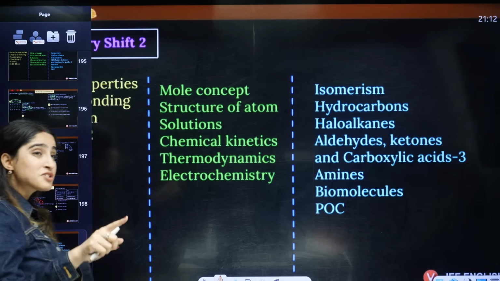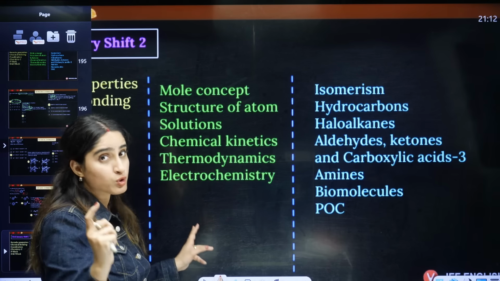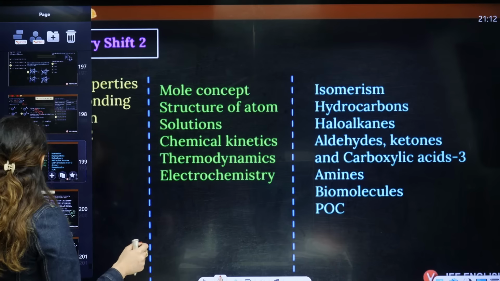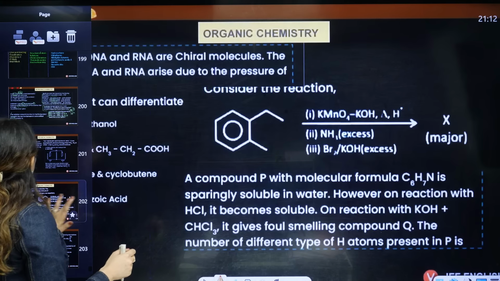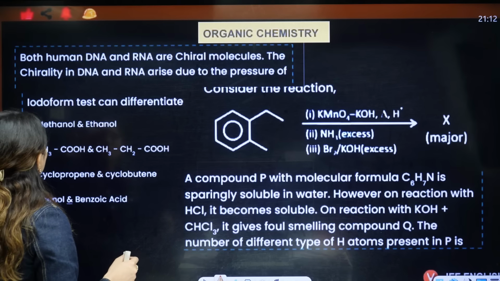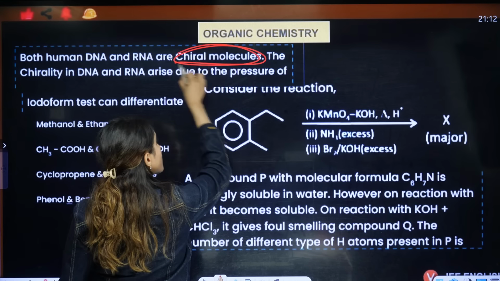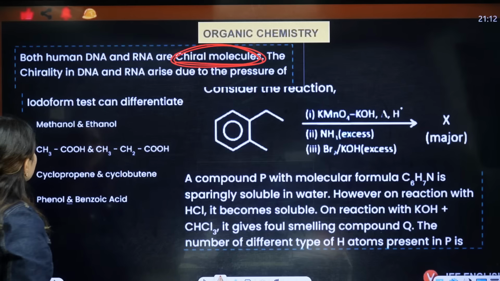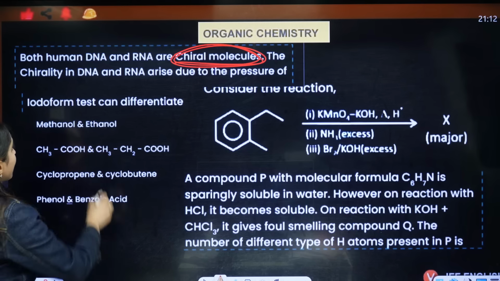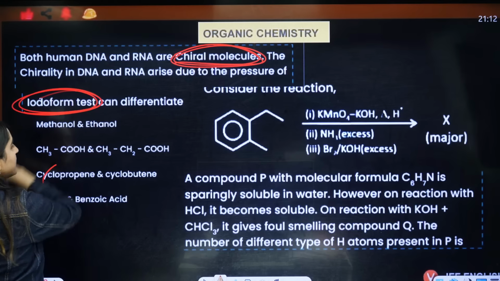But from GOC and SN1, SN2, you have to have the knowledge of that, right? Okay, so see this here, what we have in human DNA, RNA, chiral molecules. They are asking questions on chiral molecules, right? So now you have the iodoform test here, right?